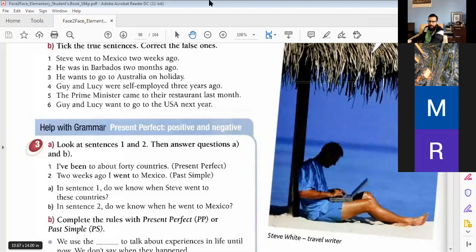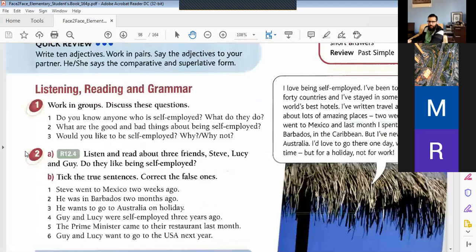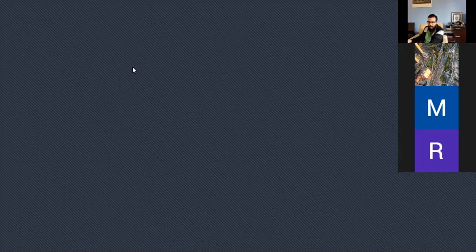Okay, so we need to take a look at which track is it? Track 12.4. So this means this is CD3, track 0.4, CD3. Teacher. Yes.